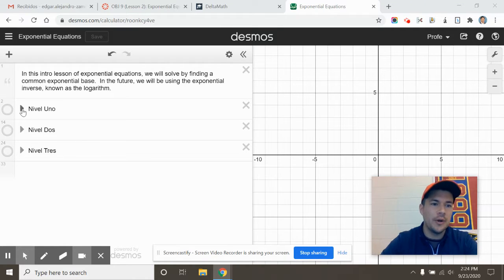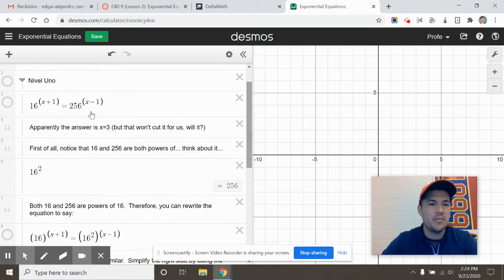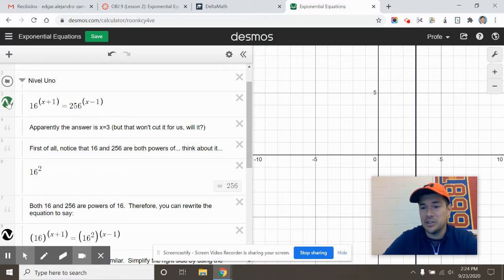Let's go. Level 1. So I have an exponential equation, 16 to the x plus 1 equals 256 to the x minus 1. I could graph the left side, graph the right side, find their intersection, and I would find that the intersection is 3. I can type it into regular Desmos, and it gives me a vertical line at x equals 3. So the answer is 3.